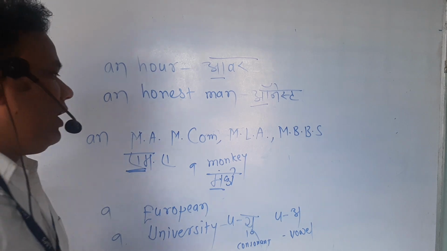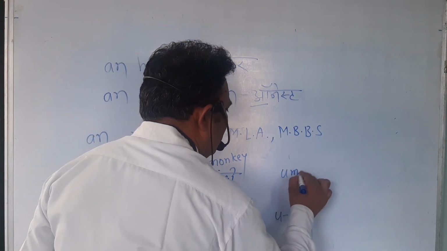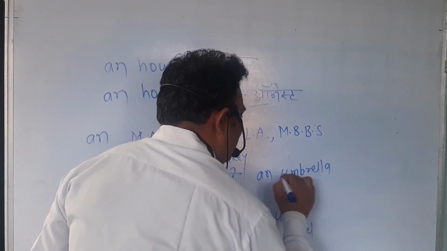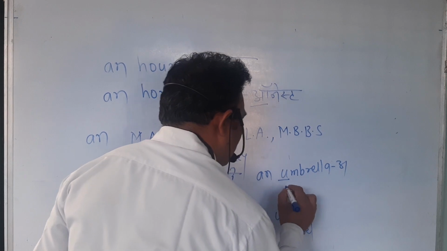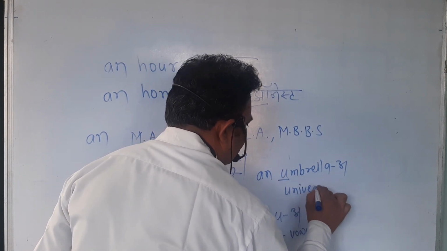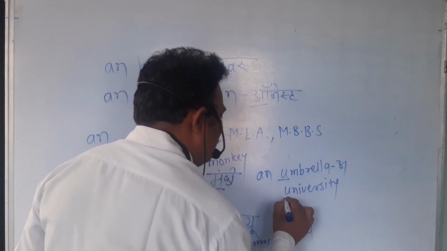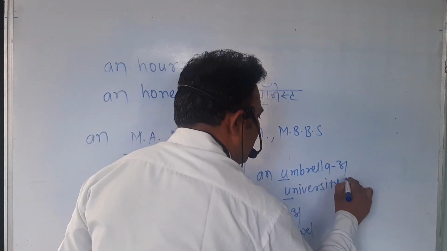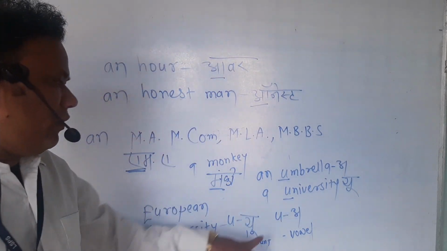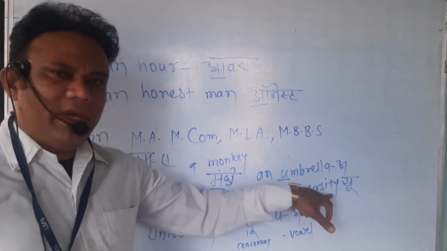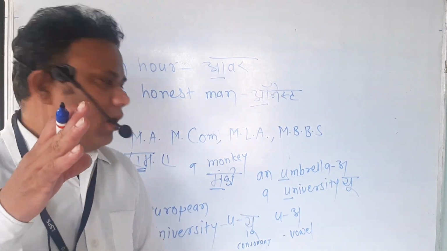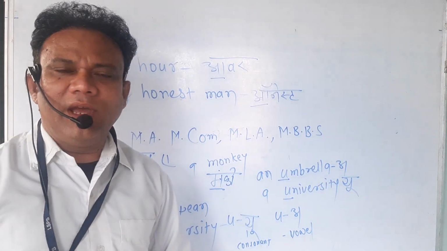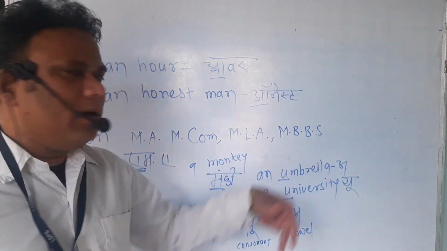In umbrella, we have to use the article an, because here U is sounding like O. And in the word university, here also U is there, but here we have to use the article a, because here U sounds like U. So when U sounds like U, we have to consider it as a consonant, and when U sounds like O, then we have to consider it like a vowel.